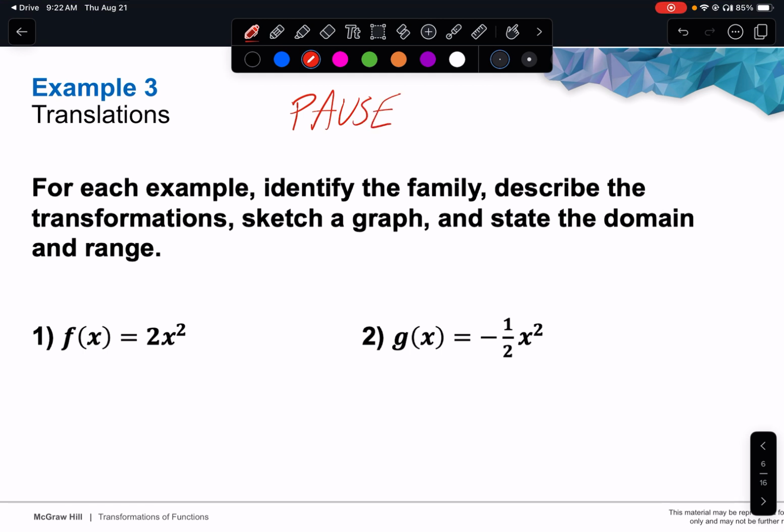All right, our answers. This is going to be in the quadratic family. Okay, and then remember our form for that is a times x minus h squared plus k. Well, in this case, we don't have an h, we don't have a k, so all we're worried about is our a. Okay, our a is positive, so that means that it's not going to be reflected. So in this case, it is just stretched vertically by a factor of 2.